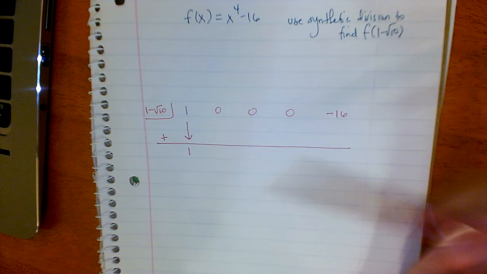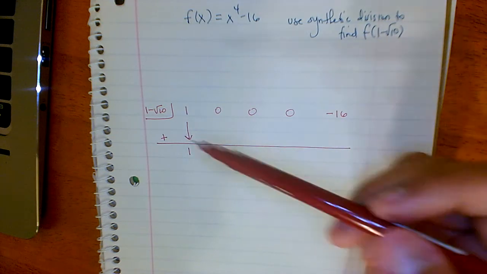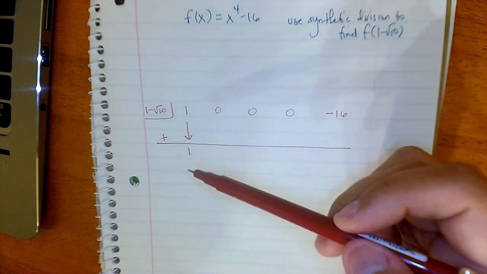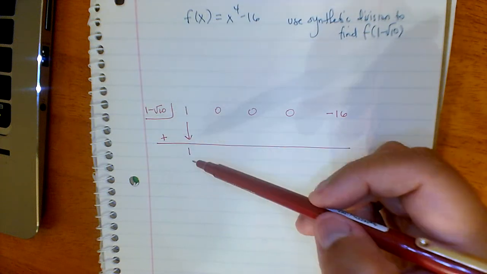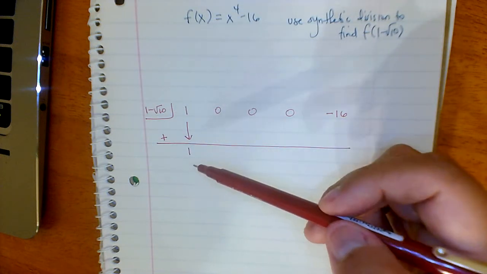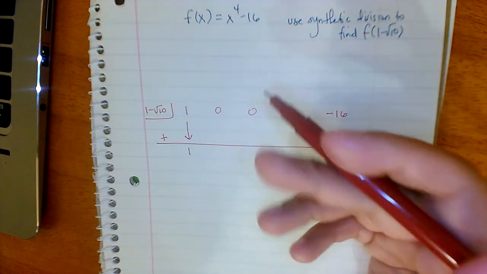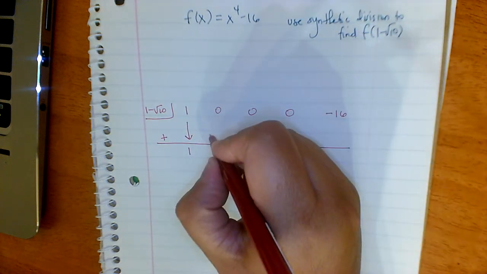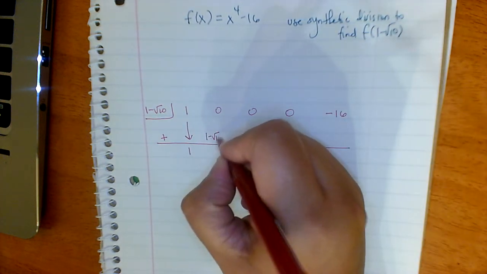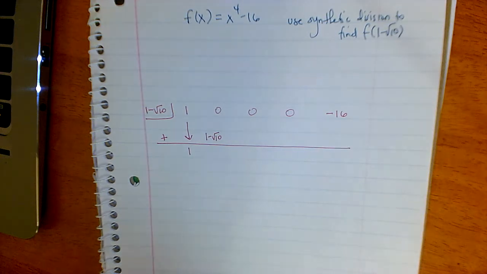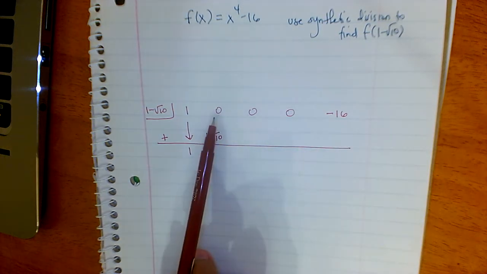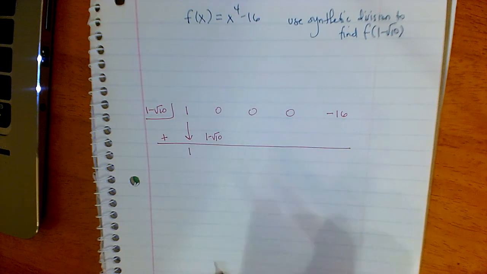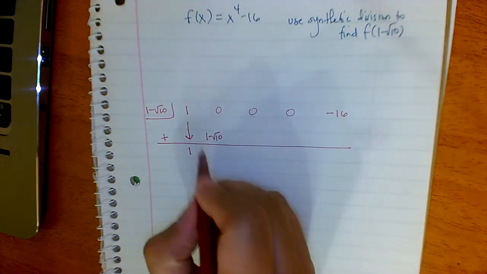And then just like any other synthetic division, we're going to start by multiplying our divisor by our first value. So 1 minus root 10 times 1 is going to be 1 minus root 10, because 1 times anything is itself. So this is just going to be 1 minus root 10. And when I add that, 0 is the identity with addition, so 0 plus 1 minus root 10 is just again going to be 1 minus root 10.